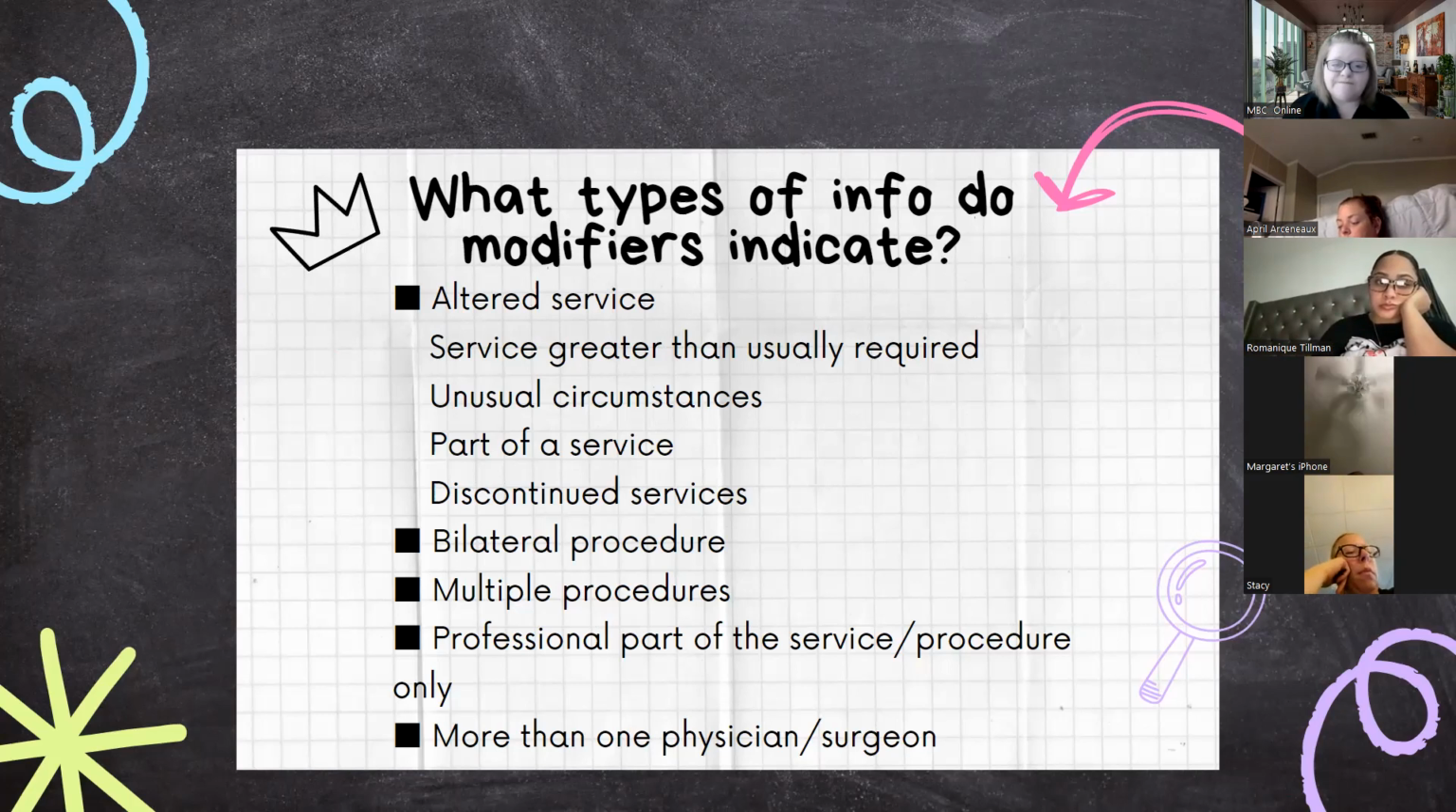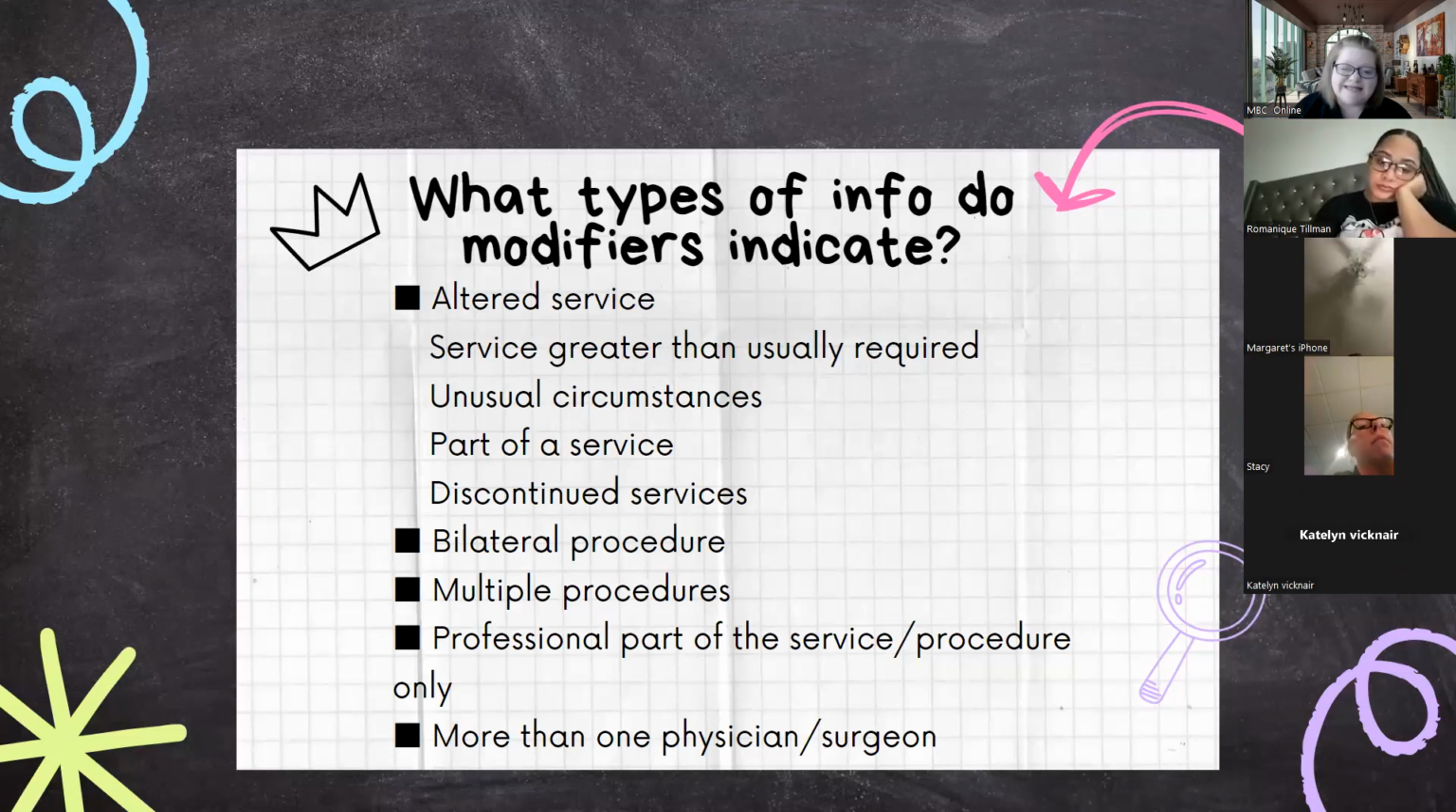To reimburse them more. If there were any unusual circumstances that went on during the procedure, if the procedure was part of another service or something like that, if it was a discontinued service, there's actually one modifier that indicates discontinued service. That's all it is. Like we talked about before, if it was a bilateral procedure, meaning it was done on both sides of the body at the same time. If multiple procedures were done at the same time, there's modifiers that indicate that in some circumstances.